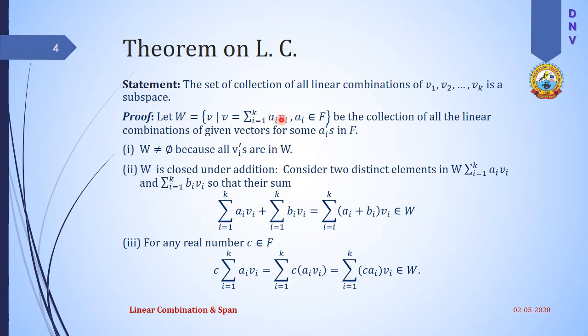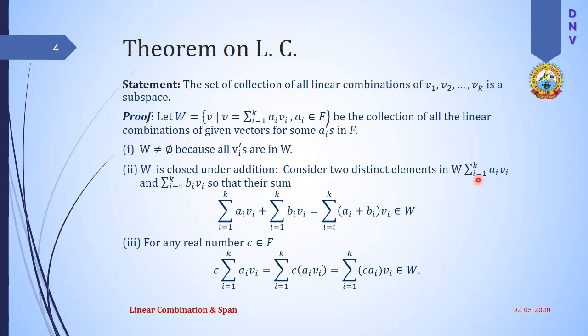And how do we verify that it is a subspace? For that we require to meet three different criteria for a subspace. The first criterion: W should not be empty. It should be non-empty. We can very well see that all the vectors v1, v2, ..., vk are in the set W, so it is not empty. So we can say that it is a non-empty set. So the first criterion of a set being a subspace is satisfied.